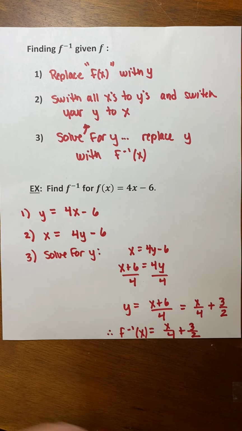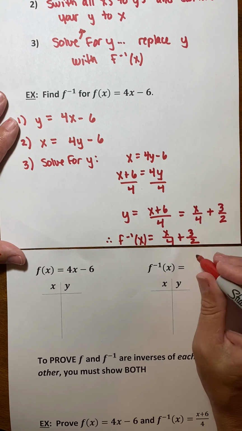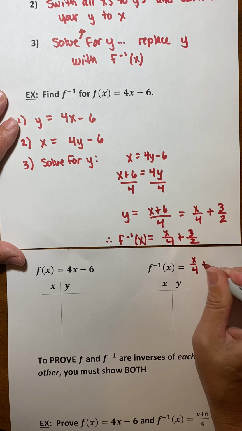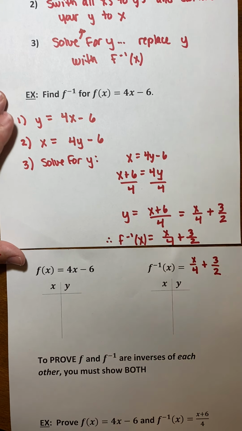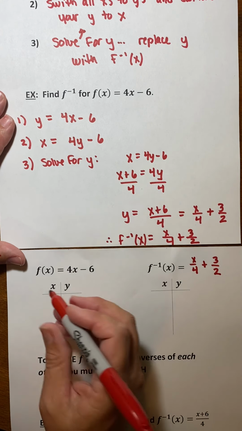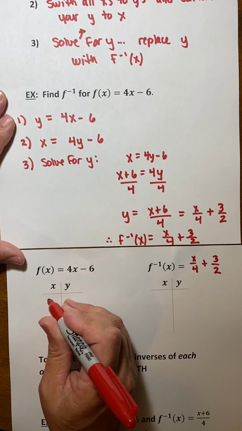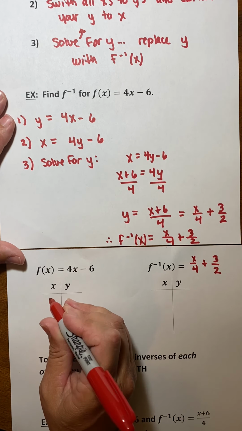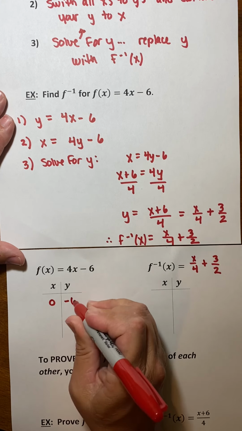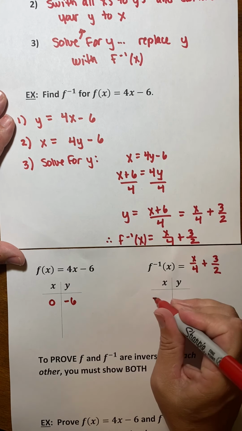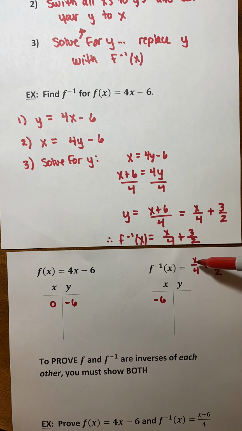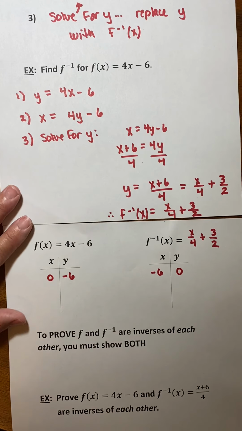So let's just confirm. If f of x is equal to 4x minus 6, f inverse is x over 4 plus 3/2, right? All right, let's just double check. Let's start with 0. If x is 0, we get 4 times 0 minus 6, we get -6. All right, let's stick -6 in here. Well, -6 over 4 is -3/2, plus 3/2 is 0. All right, looks like we're off to a great start.